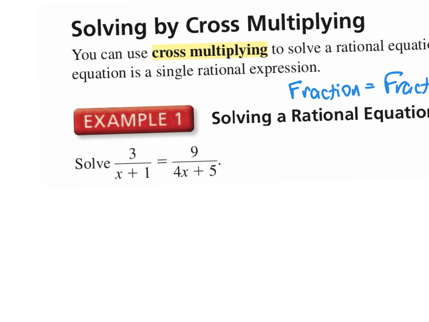Every single time you solve an equation and it's a rational equation, meaning there's a fraction, you have to check your answer. You have to make sure the answer that you get for x, when you plug it back into the original, does not make either denominator 0. So we're going to do that every single time.